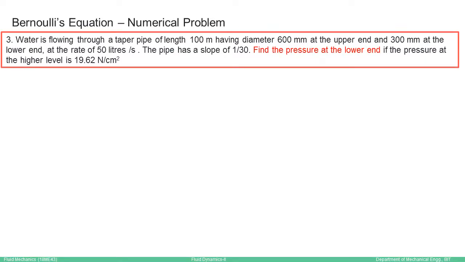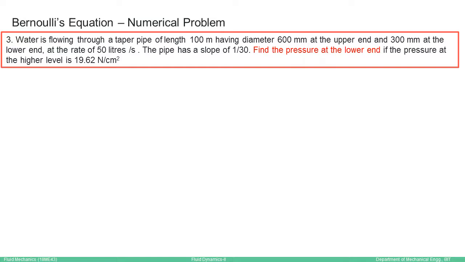Water is flowing through a taper pipe of length 100 meter having diameter 600 millimeter at the upper end and 300 millimeter at the lower end at the rate of 50 liters per second. The pipe has a slope of 1 by 30, or 1 in 30. Find the pressure at the lower end if the pressure at the higher level is 19.62 Newton per centimeter squared.